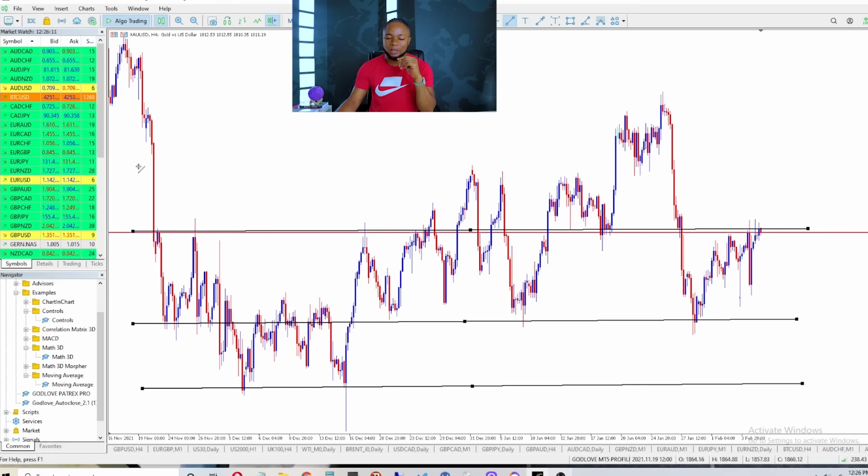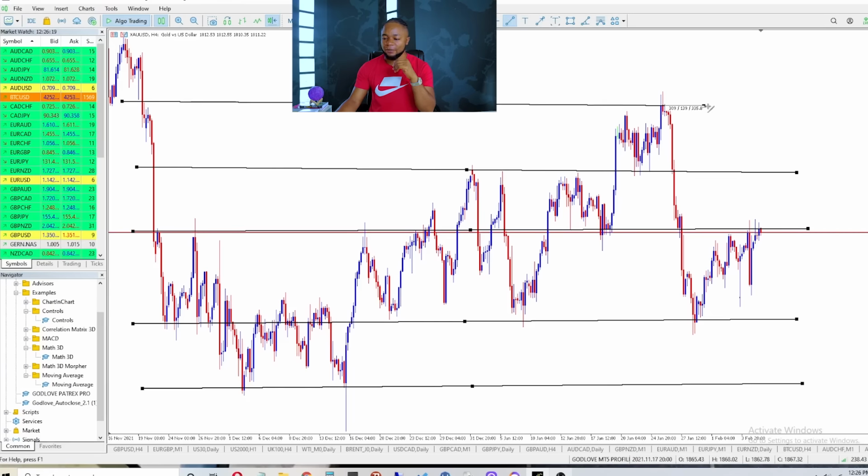Now, let's continue. We also have another zone somewhere here. You can see very clearly, this is another zone here, and then we have our last zone somewhere here. Perfect. So we have 1, 2, 3, 4, 5. We have five different zones that we can be trading in between.